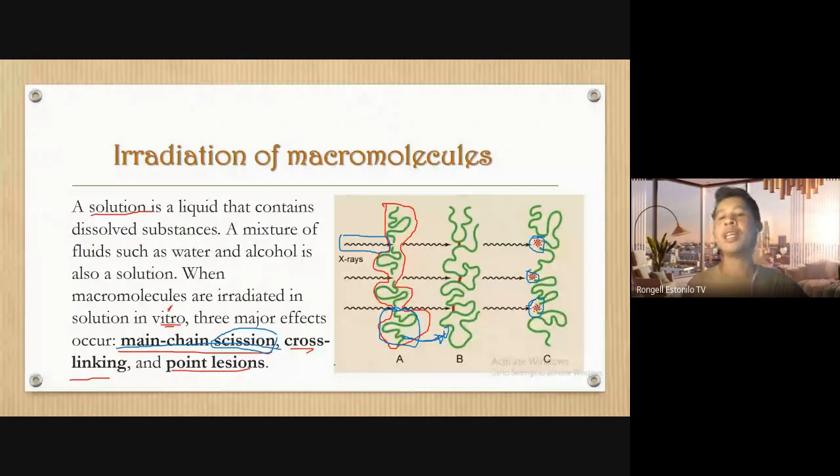So again, these three are the observed effects of irradiation, again, in vitro. It is hard to conclude that this is happening inside the human body because the observation is based on an in vitro solution. Okay, so let's define all of these things: this main chain scission, this cross-linking, and this point lesions.